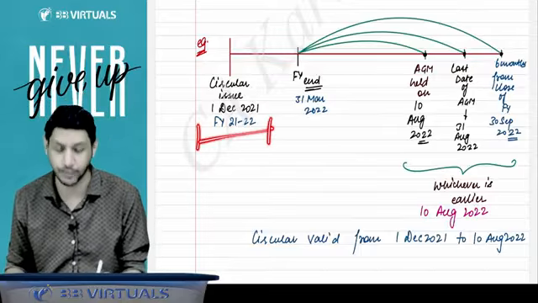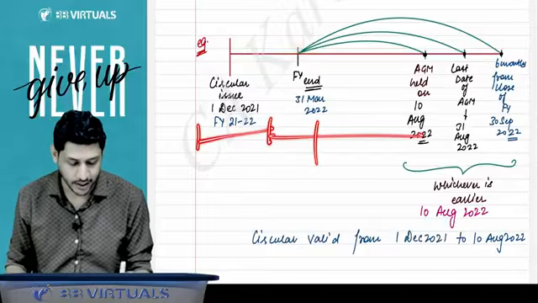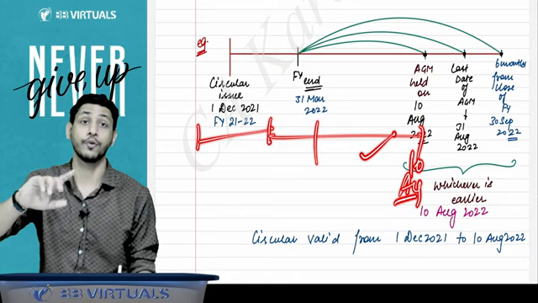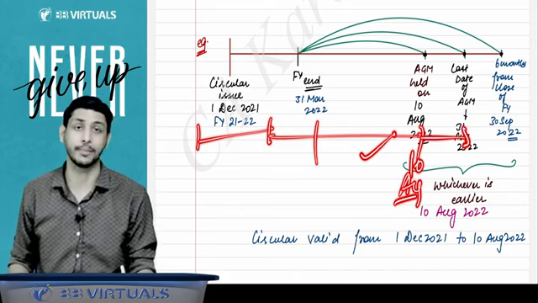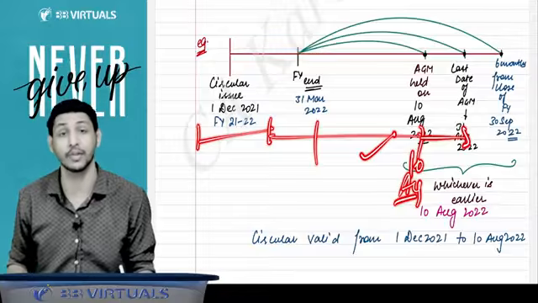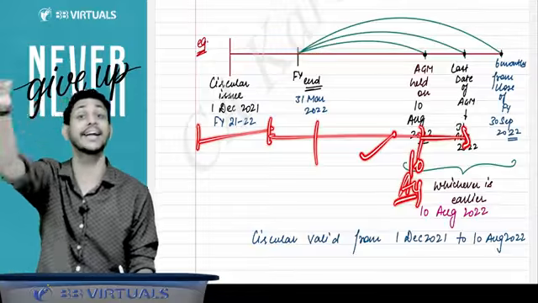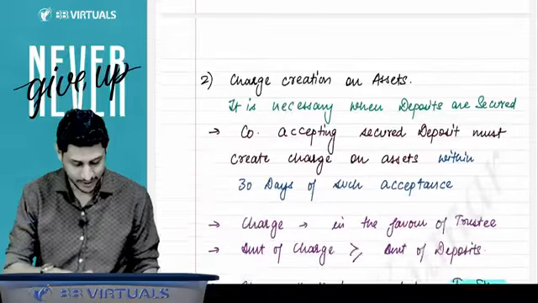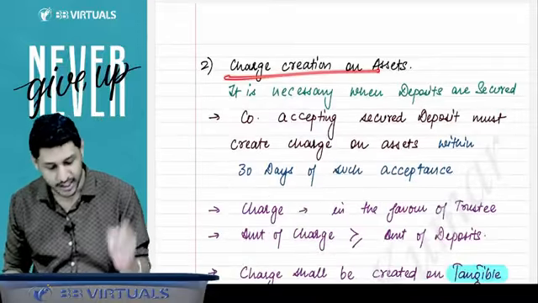So that was the financial year 21-22. In the financial year 22-23, up to 10th August, this circular will be valid. If you want to accept deposits after this, can you accept? Yes, but you have to issue a fresh circular, which I told you in the conditions part. Second point, charge creation on the asset.